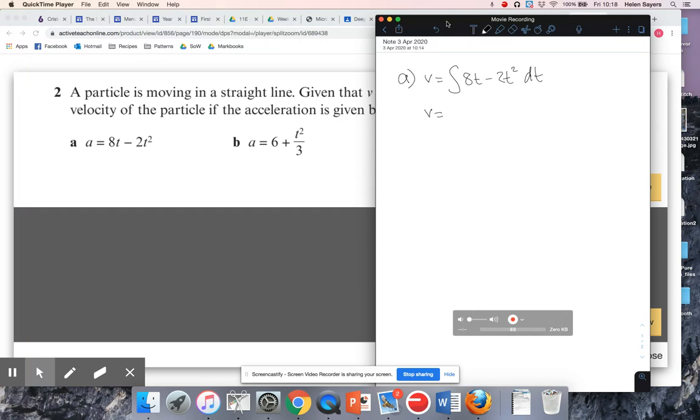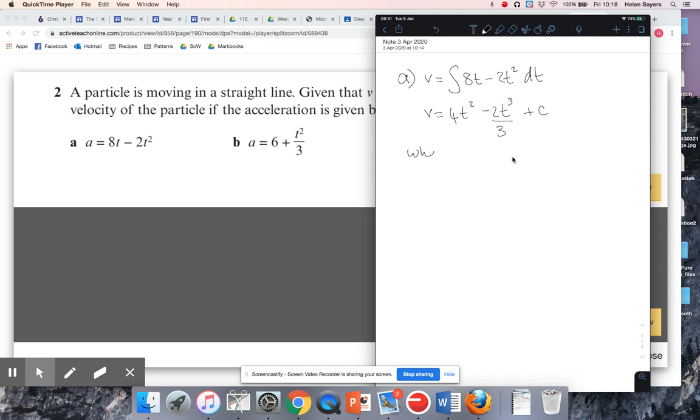So 8t, I'm going to increase the power to 2, and I'm going to divide by 2. I'm going to increase the power to 3 and divide by 3. And I'm not going to forget my plus c. Okay, so even if you've looked ahead and you've possibly realised that c is going to be 0, you still need to include it in your working.